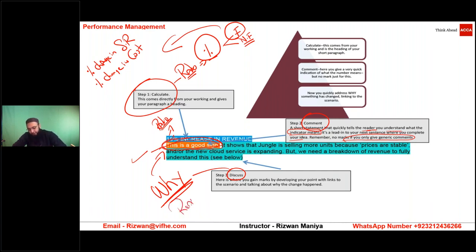Now, if the revenue has increased, tell the reason why it increased by 15%. If the cost has gone up, then tell why the cost has gone up. If the advertisement cost has gone down, tell why it has gone down. If the number of customers has increased, tell why it has increased. So this why is not just for financial ratios. It is also important for non-financial ratios.